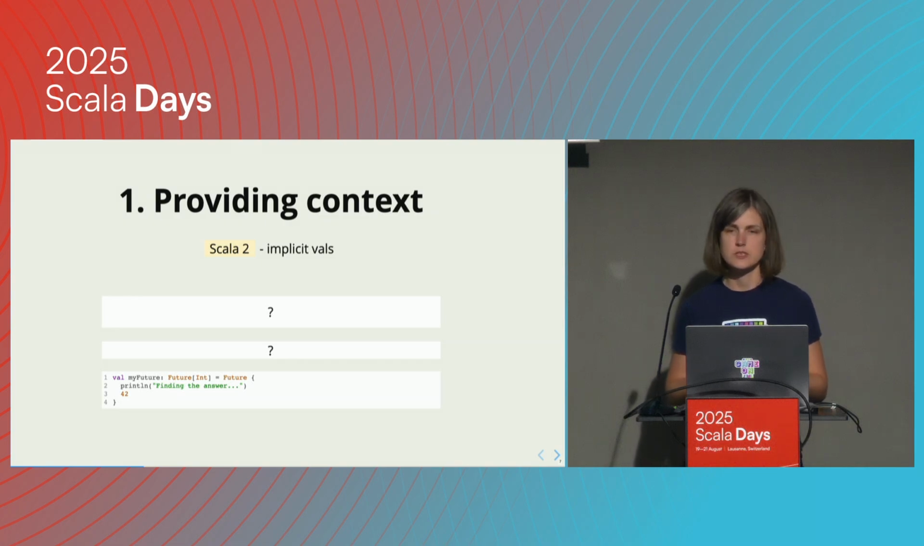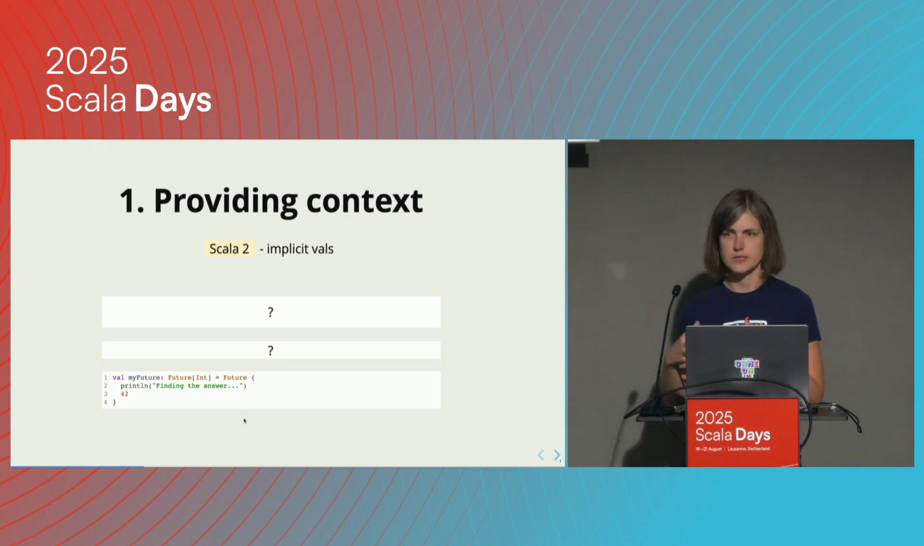So let's start with the simplest use case, providing context. Let's say we want to define a future. When we write our code, what we and the reader of the code are most interested in is the body of the future. So what should happen asynchronously? They read just the body. But we know that it's not enough.